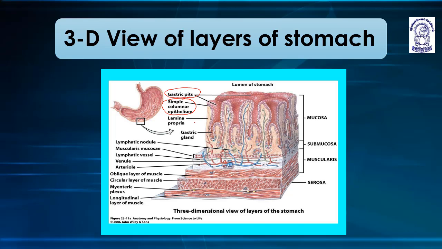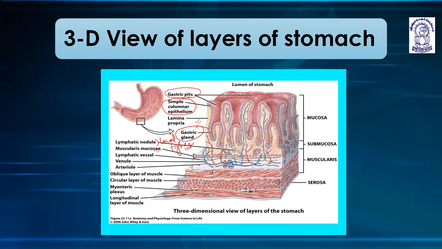Then comes the lamina propria, which, as I have shown you in the previous slide, is followed by the epithelial layer, that is the simple columnar epithelium. Then we have gastric glands. We have different types of gastric glands, and they are concerned with different gastric secretions. Then lymphatic nodules, which are the lymph nodes. These lymph nodes are the local fighters against infection.